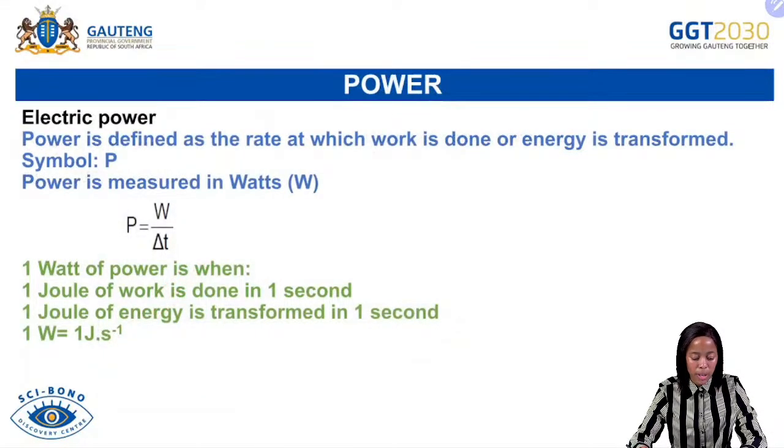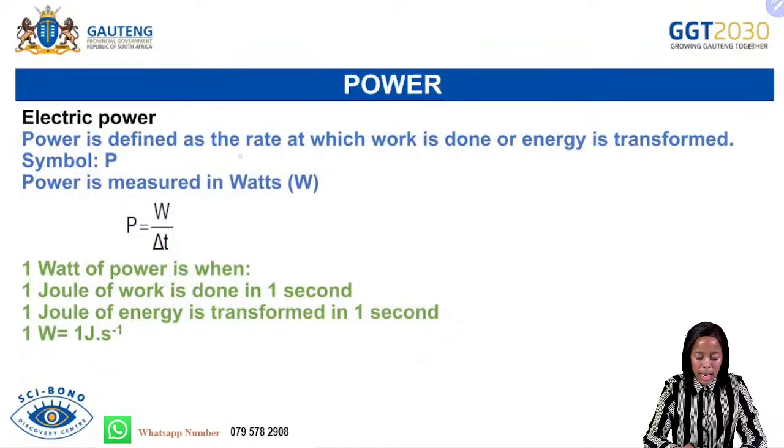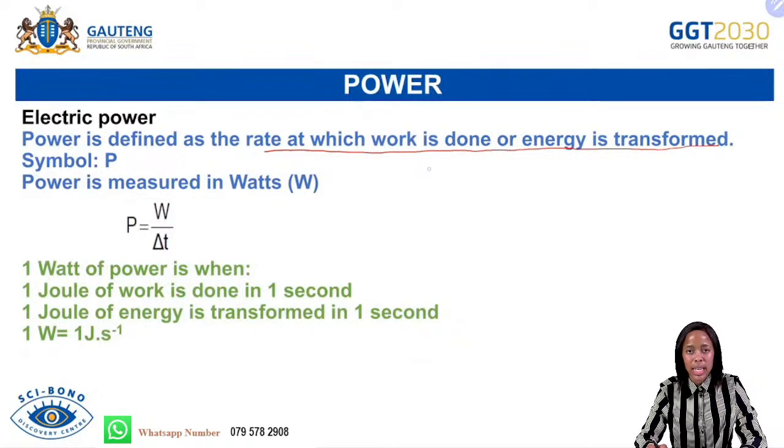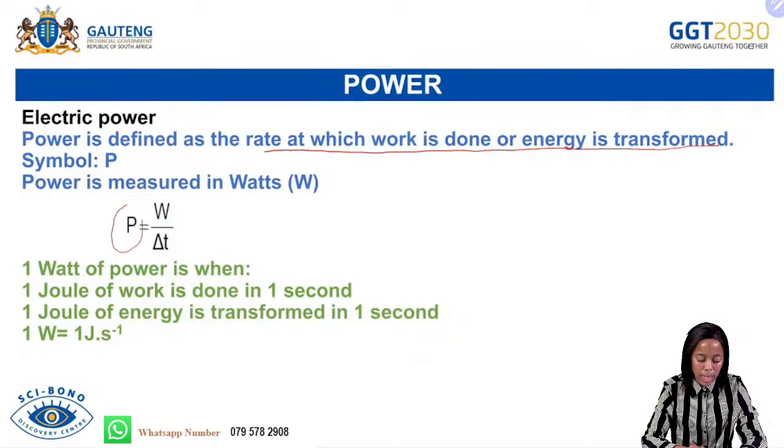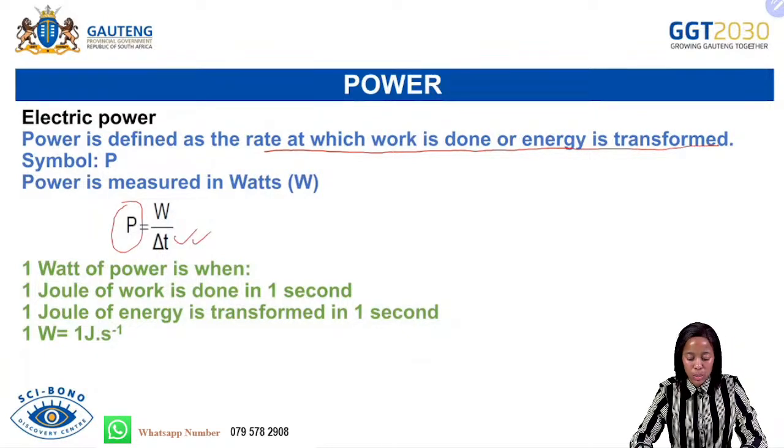Now we have electric power, and it says electric power is defined as the rate at which work is done, or the energy that is transformed. So this is electric power, the rate. Remember, with the word rate, we are talking about change in time. The rate at which what?